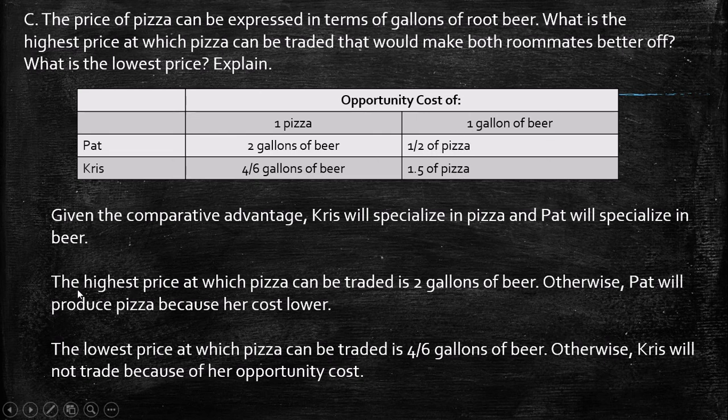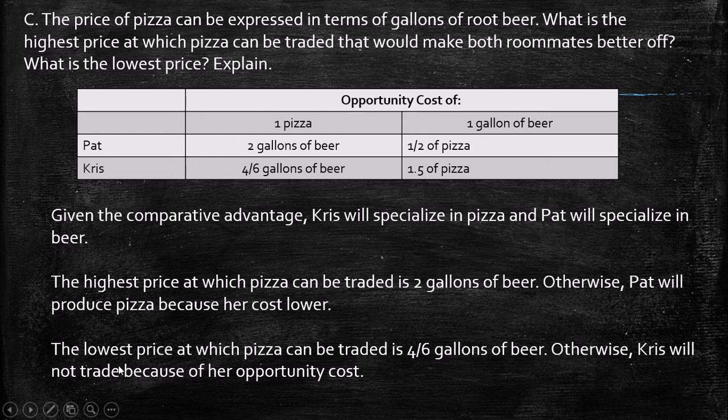So the highest price at which pizza can be traded is 2 gallons of beer. Why? Because otherwise, if the price is higher, Pat would produce pizza herself, because her cost is lower. So this is going to be the maximum value. Maybe we can put 1 gallon of beer, so both are going to have benefits.